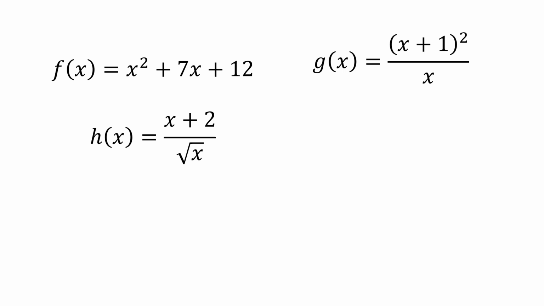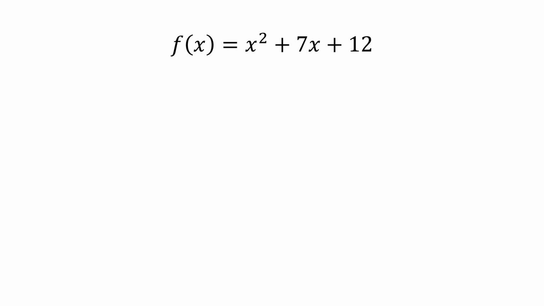Today I will be talking about how to differentiate the following functions: f of x equals x squared plus 7x plus 12, g of x equals (x plus 1) squared all over x, and h of x equals (x plus 2) all over the square root of x. To differentiate these functions, I will use the rules previously mentioned, as well as algebraic manipulation.